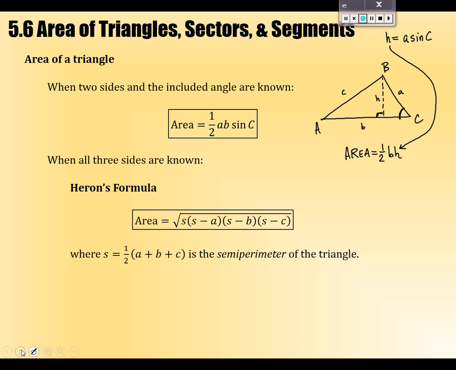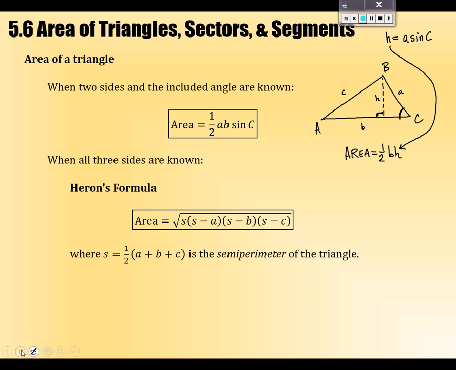Let me supply you with one more formula. This one is a challenge to prove. I don't know if I could reproduce the proof off the top of my head. This is called Heron's formula. The first one is cool, but not cool enough to have a name, I guess. The second one is named for Heron, who I don't know whether he actually discovered it or not.